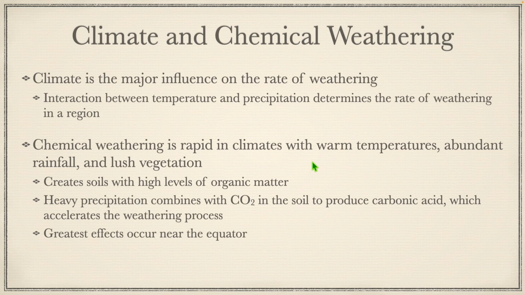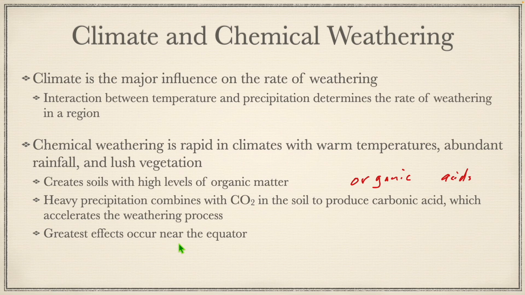Chemical weathering is rapid in climates with warm temperatures because, again, higher temperatures mean higher reaction rates, along with abundant rainfall and lush vegetation. This creates soils with high levels of organic matter. Heavy precipitation combines with carbon dioxide in the soil to produce carbonic acid, which accelerates the weathering process. The organic matter in the soil also produces organic acids.